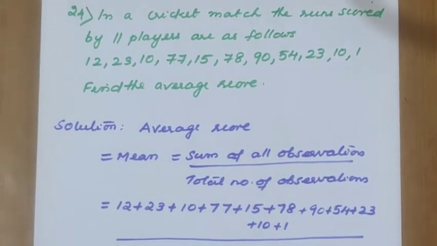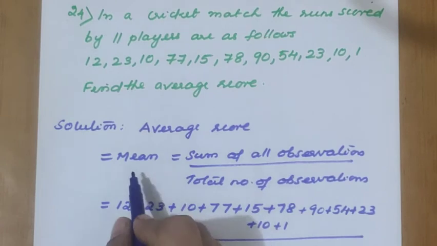Question number 24. In a cricket match, the runs scored by 11 players are as follows: 12, 23, 10, 77, 15, 78, 90, 54, 23, 10 and 1. Now find the average score. Average means nothing else. We have to calculate the arithmetic mean only. So average score equal to mean.